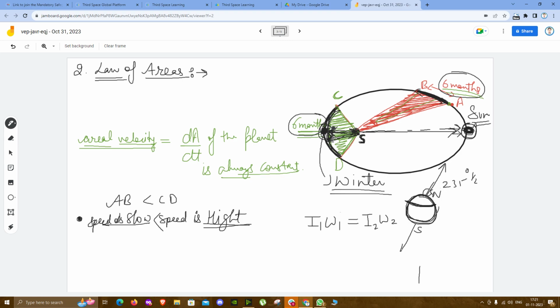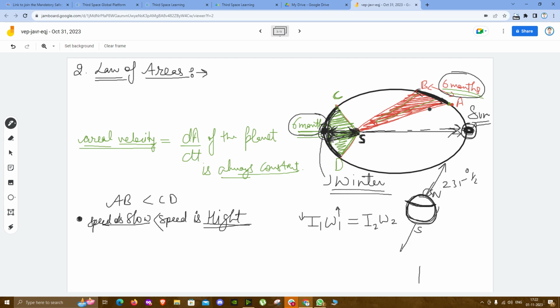So see, when the Earth is at the perihelion, that means the value of I must be very low. So its omega has to be quick. So the angular velocity will be high because I is low.